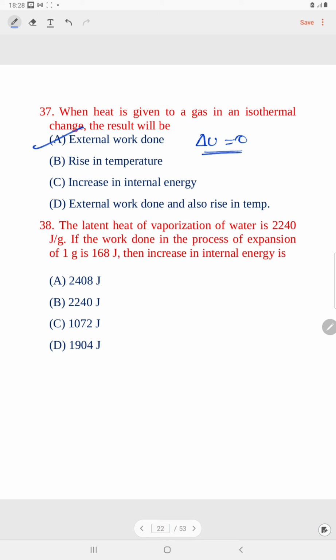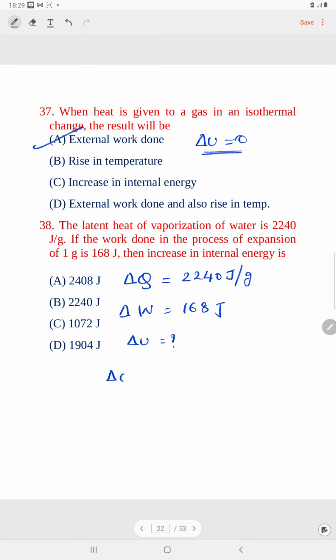38. The latent heat of vaporization of water is 2240 joule per gram. That means the amount of heat for 1 gram is 2240 joule. The work done in the process of expansion of 1 gram, that is W, is going to be 168 joule. This is for 1 gram again. Then the increase in internal energy is delta U here.